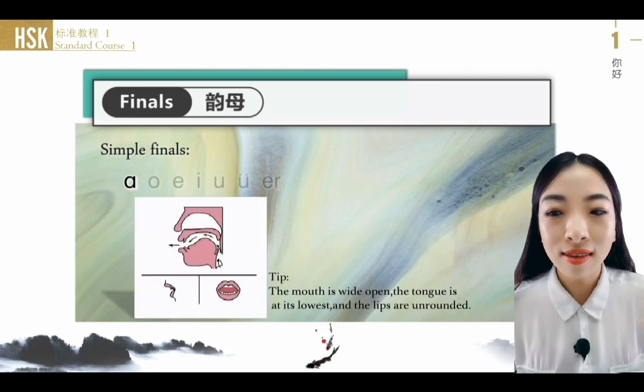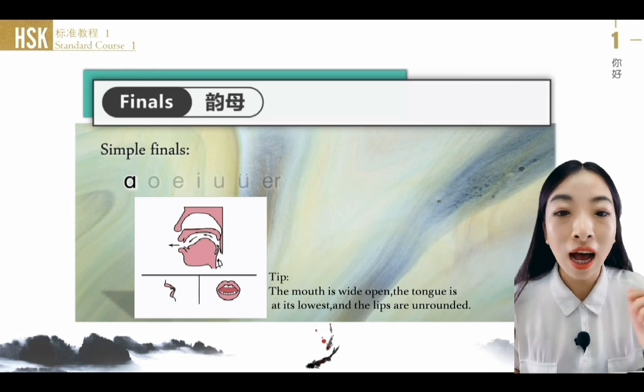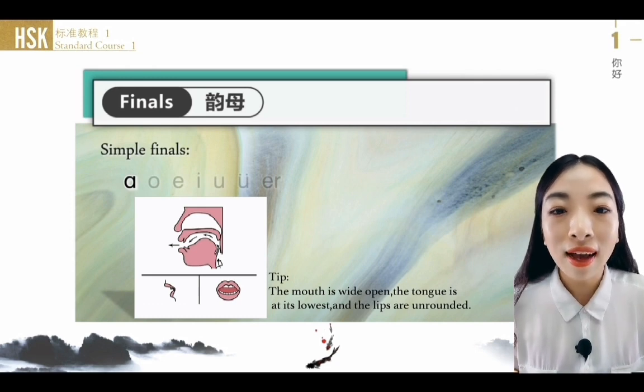A. The mouth is wide open. The tongue is at its lowest and the lips are unrounded.